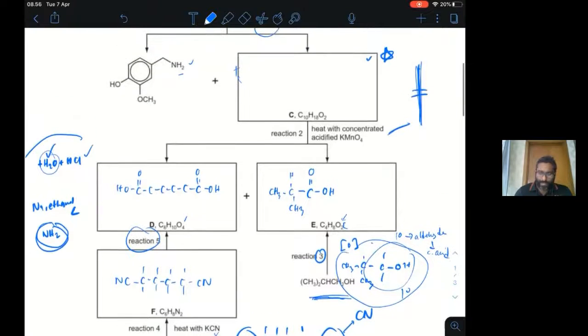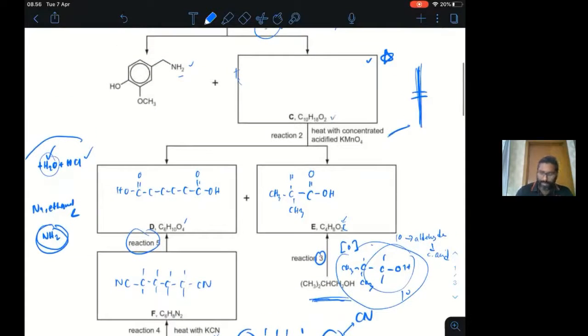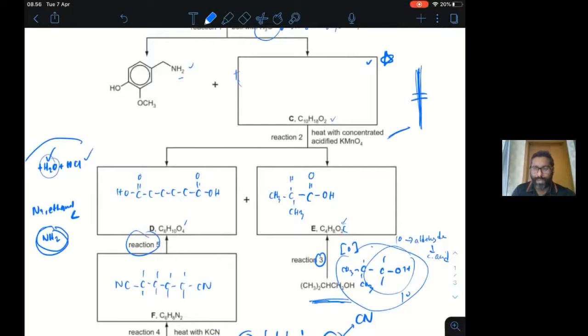Now, how about C? How do I work out the C part? We know that there is a double bond which is broken over here. So what's going to happen is, I'm going to draw something like this. I'll start from here: C double bond O, OH.